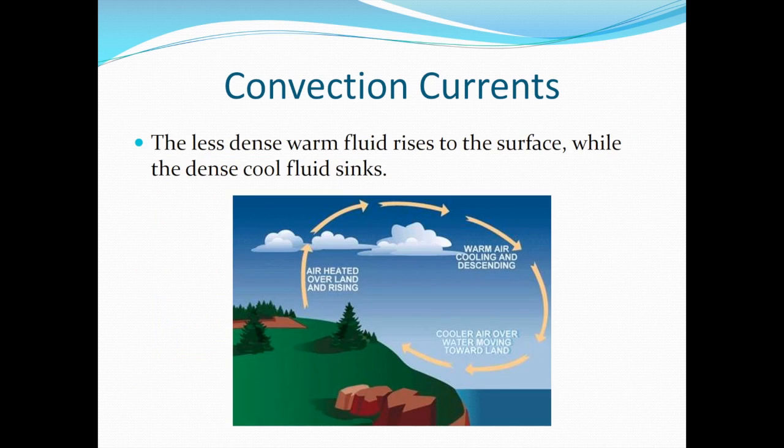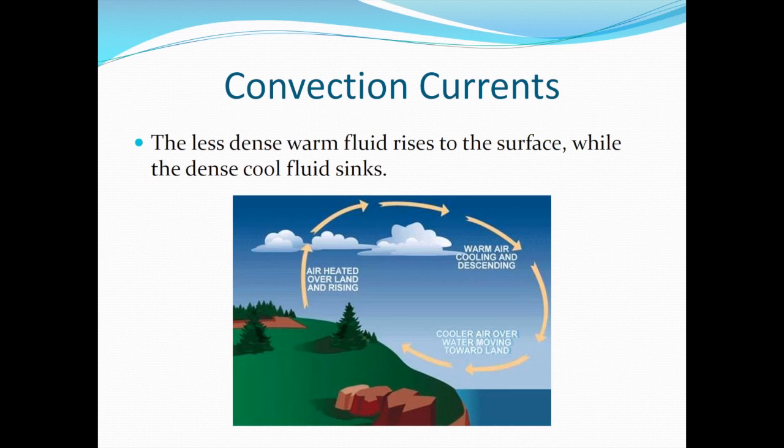So what does this tell us about how convection currents work? Well, since we have a warm fluid with low density and a cool fluid with high density, that means the warm, less dense fluid will rise to the surface, while the cool, more dense fluid will sink. Density is the reason why hot air rises and cold air sinks.